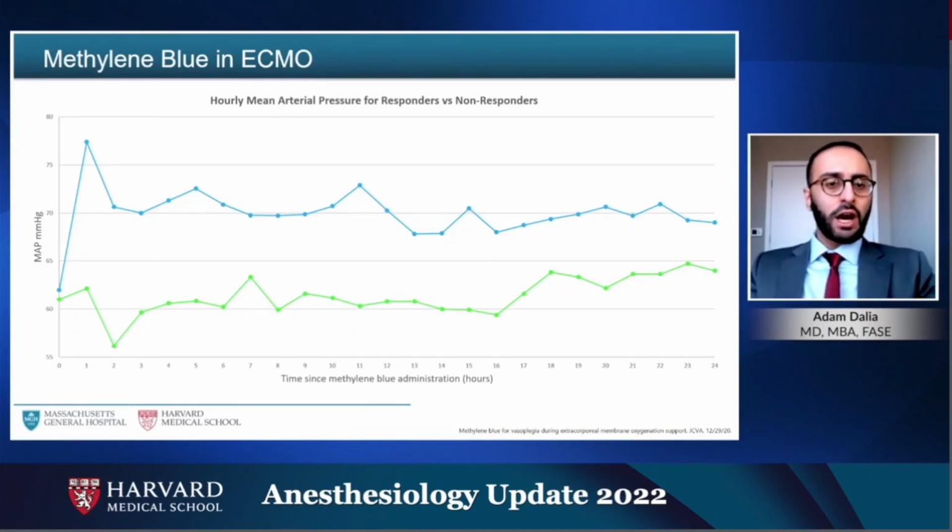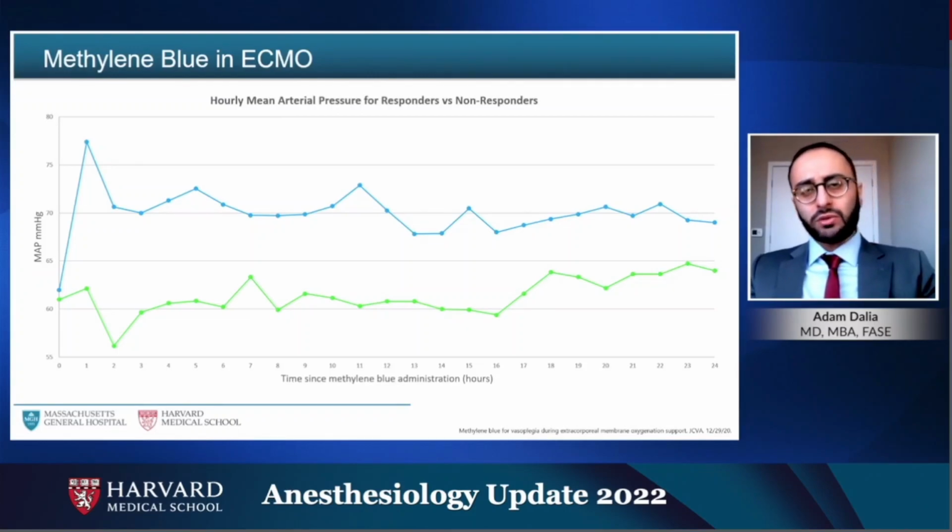We noticed here the blue line tracing out the responders and the green dotted line tracing out the non-responders. And you can see, for the time since methylene blue administration, that at about 1 hour you saw that peak effect of the blood pressure increasing, for the responders, almost as high as 77, 78 millimeters of mercury. It then leveled out, but it always stayed above 65. Whereas the non-responders, unfortunately, did not have that much of a robust effect. They may have had a slight increase in their blood pressure, but it did not sustain.